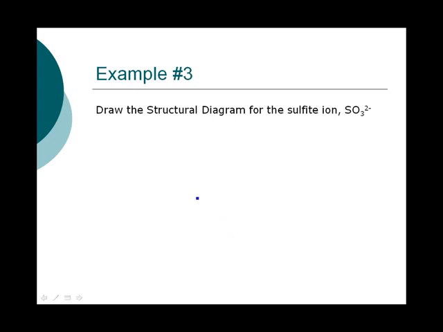Here we're going to try one for the sulfite ion. Same idea. We have a sulfur plus 3 oxygens plus 2 extra electrons because we have a 2 negative charge on our ion. So we have 6 electrons from the sulfur, 3 times 6 for the oxygen, plus our 2 extra. That's going to be 26 electrons.